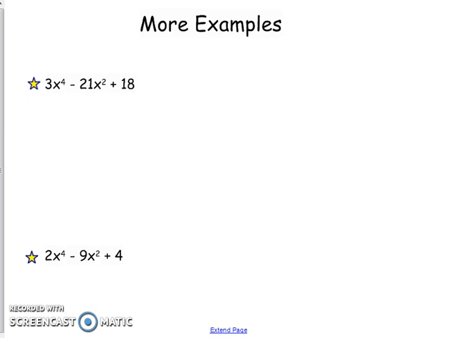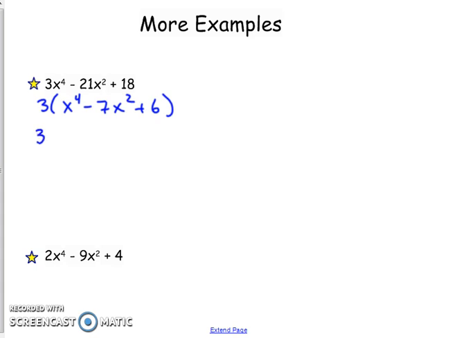Okay, some more examples of the same type of thing. Well, if we look at this first one, we always want to look for a GCF first. So the first thing I can do is take out a 3. Then I'm left with x to the 4th minus 7x squared plus 6. And then from there, the inside, now treat it like a quadratic. So it multiplies to 6 and adds to negative 7.